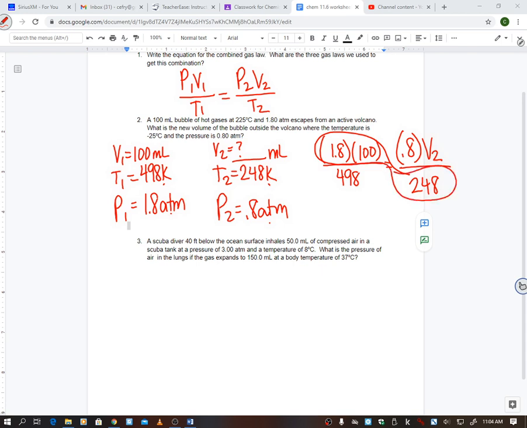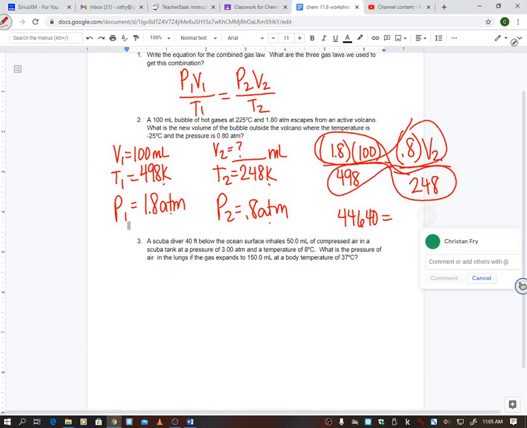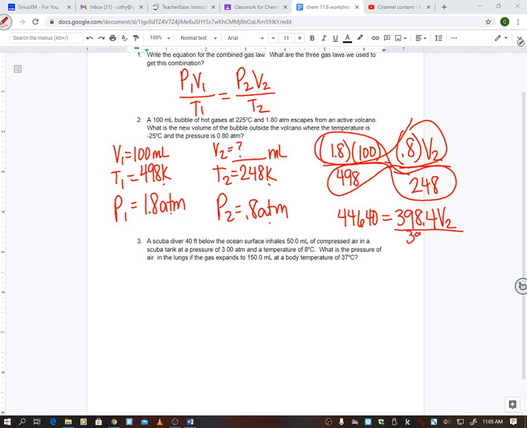And you are going to get 44,640. I am then going to multiply this section here, and I'm going to get 398.4. And of course my V2 is still there, so I'm going to have to divide each side by 398.4. And V2 is going to equal 112 milliliters.